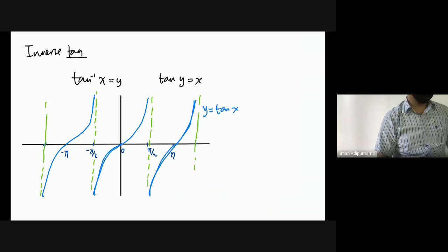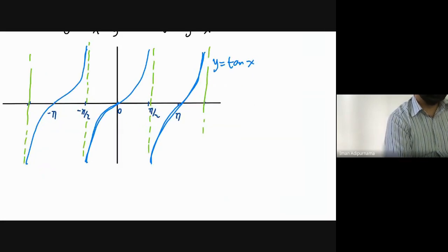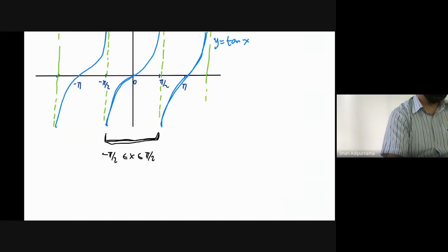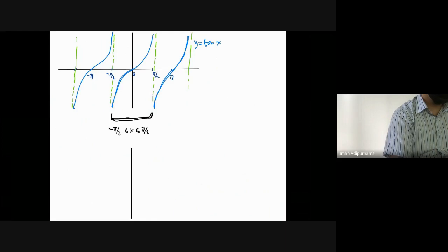Now if you look here, of course, it is pretty obvious that we can set up our function only from negative pi over 2 until pi over 2. And then we can set up the tangent inverse.